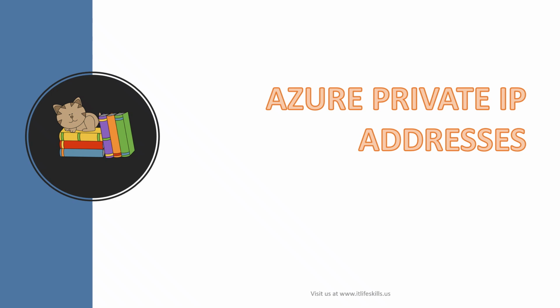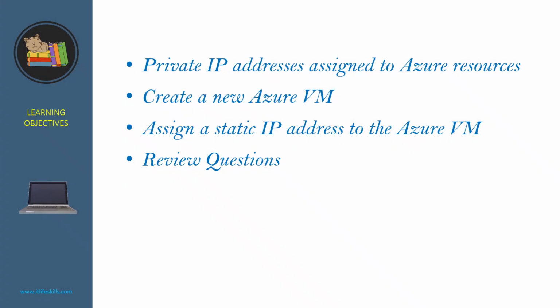In this lesson, we will learn about Azure Private IP addresses. First, we will learn about private IP addresses assigned to Azure resources. After that, we will create a new Azure VM, then assign a static IP address to the Azure VM. Finally, we will conclude our lesson with the review questions.